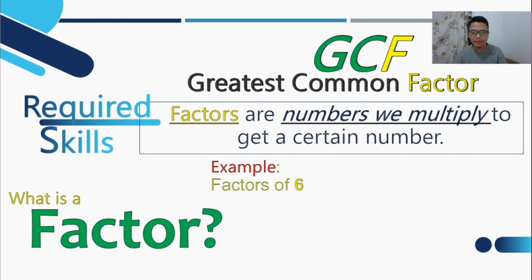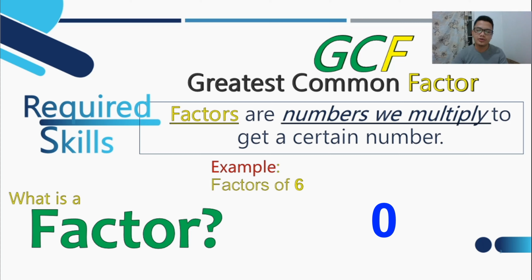Okay? Example, factors of 6. By factors, we mean that we have to look for numbers that we have to multiply to get a product of a certain number. For example, 6. What two numbers could you think of that you have to multiply to get 6?